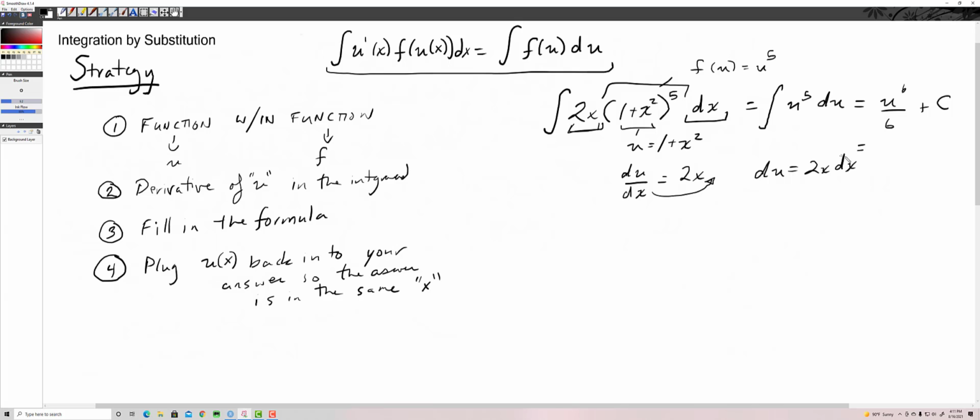So how do we do this? Well, we plug in 1 plus x squared. 1 plus x squared, and that's going to be to the 6th over 6 plus c. And I'm done. That's as simple as it gets.